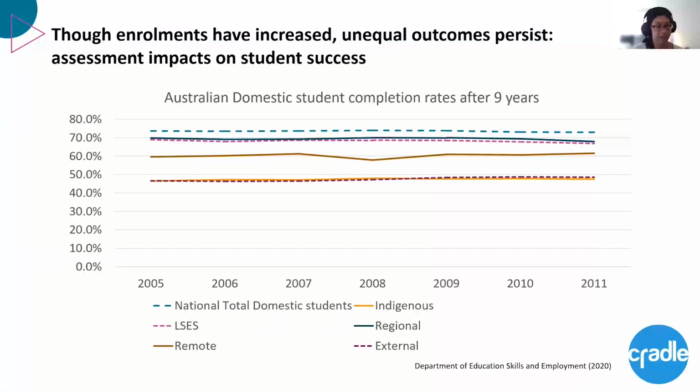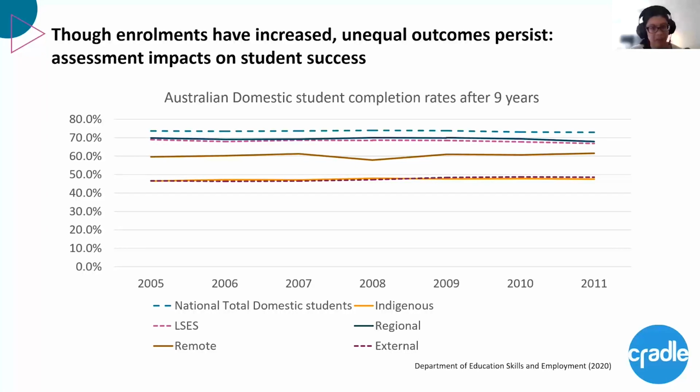And because the government collects such good data, we know that though enrolments have increased, there are still unequal outcomes for different student groups. So again, here are Australian domestic student completion rates, and this is after 9 years. So that accounts for part-time students. And you can see on the graph that the total of national domestic student completion rates is sitting somewhere between 70 and 80%, possibly just under 75.